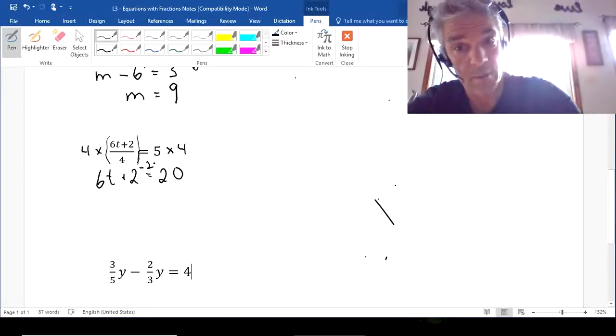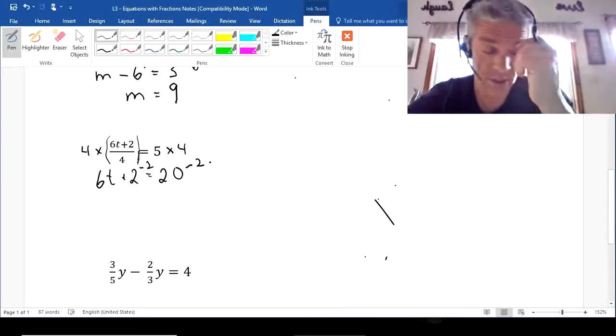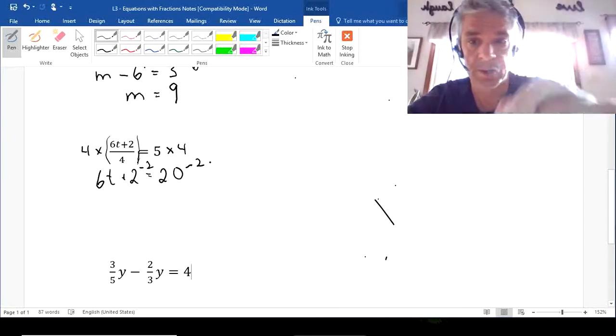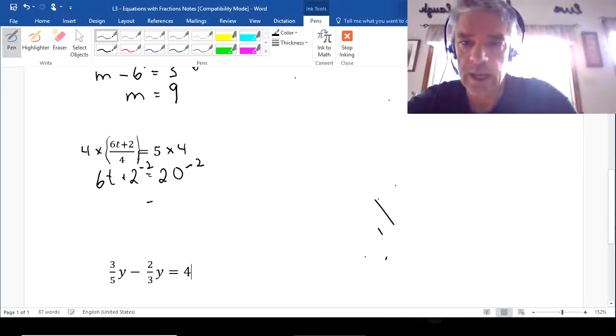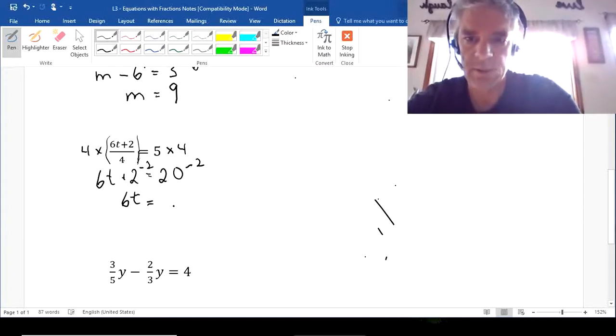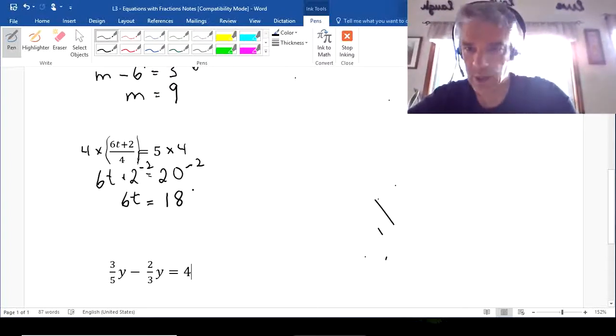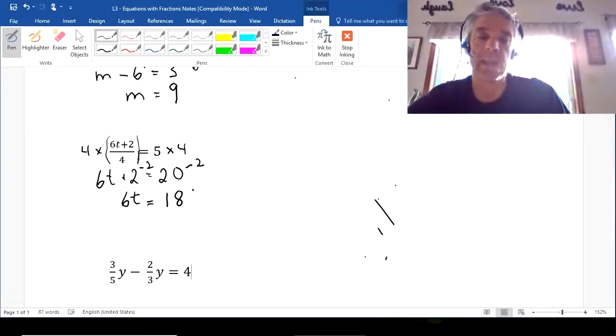2 minus 2 is going to give me 0. But then I have to subtract 2 from this side. That's that golden rule. Do the same thing to both sides of the equation. Now that's gone. So I end up with 6t equals 18. Oh, and I'm getting very close to finishing this. Okay, 6t equals 18.